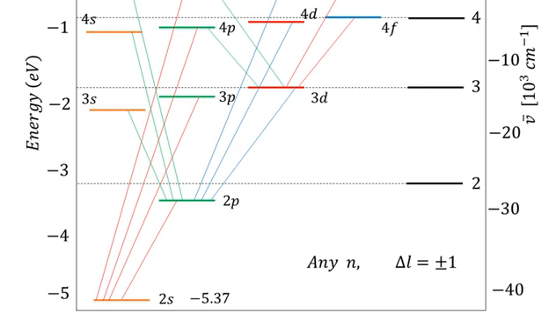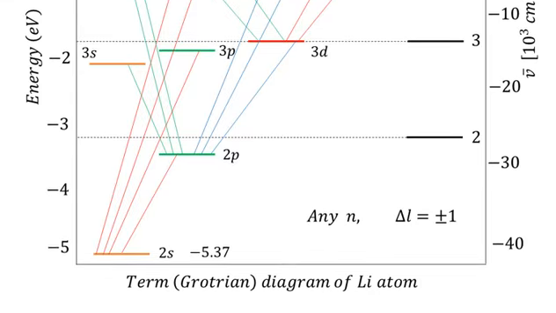So this rule has been demonstrated for the lithium atom, but the rule that any value of n is possible while only the orbital quantum number should change by plus or minus 1 is applicable to all the alkali metal atoms.